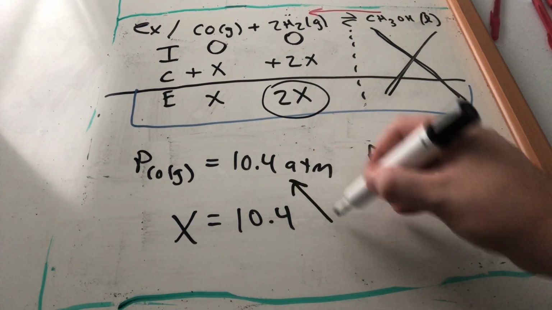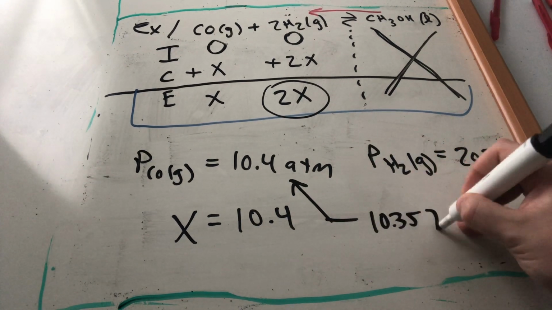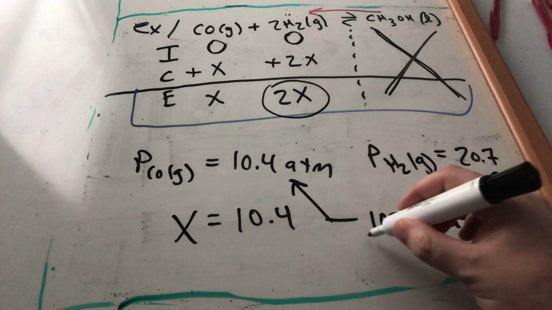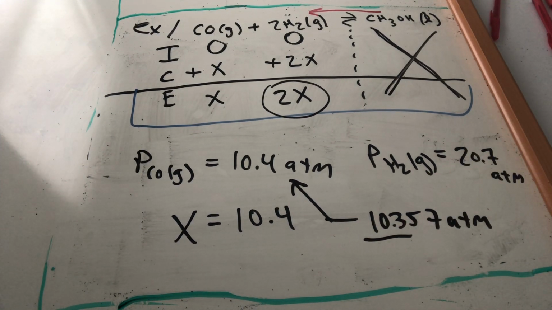Remember, when you do this, you're not going to round. This is really 10.357 atmospheres, rounded to that decimal point, paying attention to significant figures. 2 times that is 20.7. So that's what you end up with. Using our significant figure rules, we wouldn't round until the very, very end. So just another bit of practice. Hopefully you can practice the algebra and the setups and start to get comfortable with ice tables.